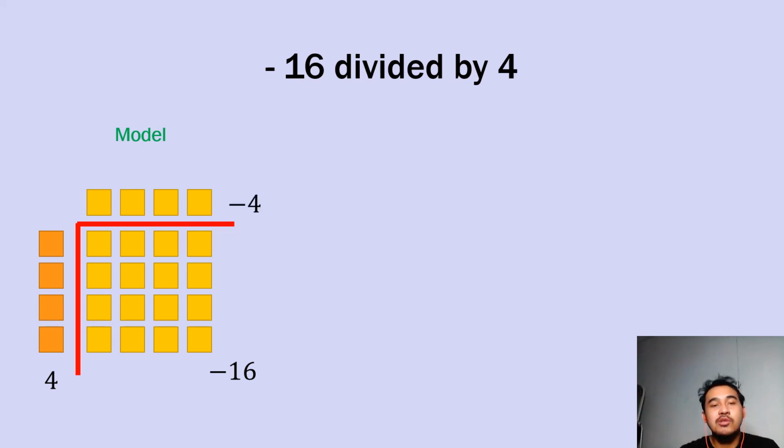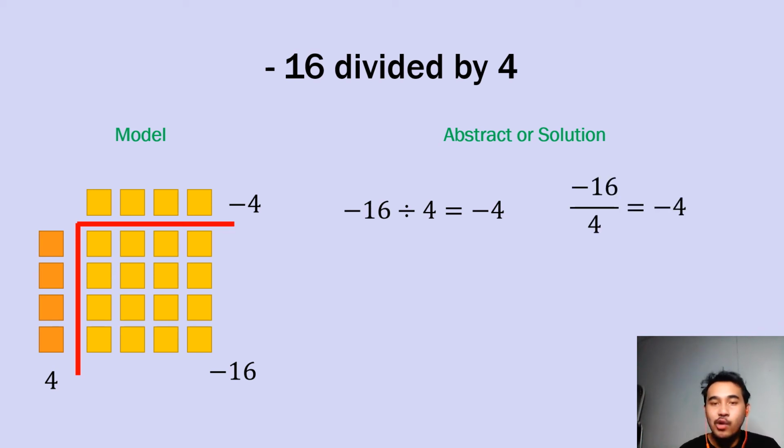Now, let's have the abstract solution. Negative 16 divided by 4, the answer is negative 4. We have negative 16 over 4 in fraction form, so it is negative 4. Now in long division, negative 16 divided by 4, the answer would be negative 4. Multiplying that, you have that, and then the answer would be 0. No remainder.